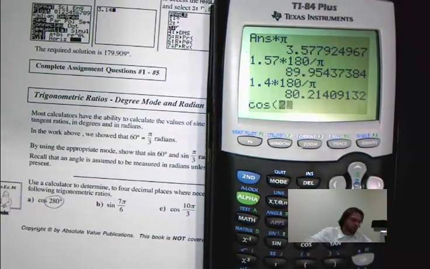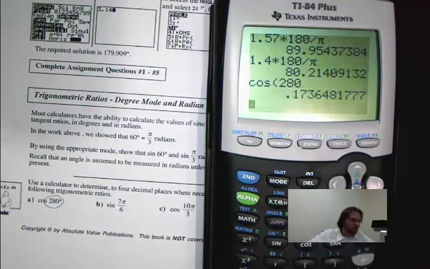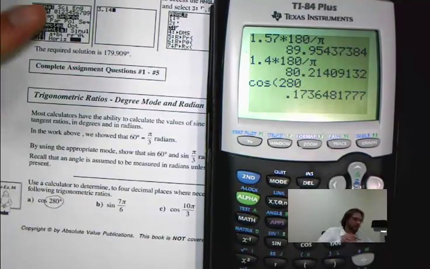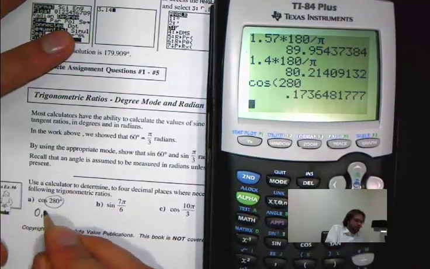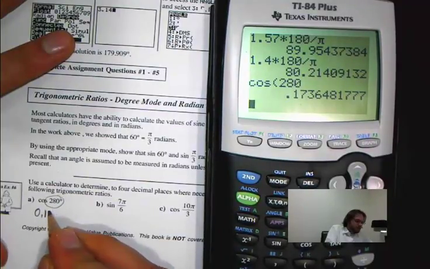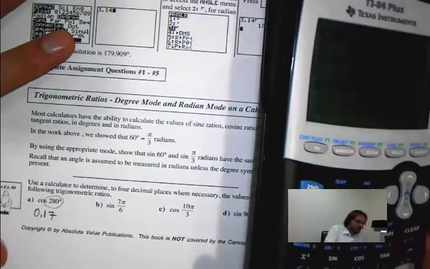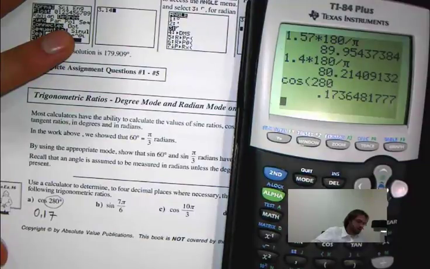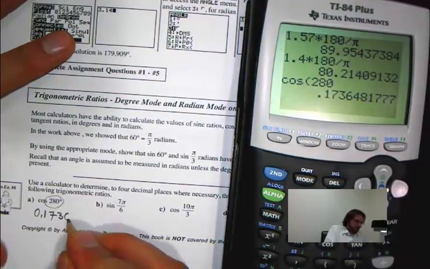So we go cos 280, push enter, and I end up getting 0.17. I think to the nearest decimal place, to 4 decimal places, 1736. So it wants to 4 decimal places, 1736.